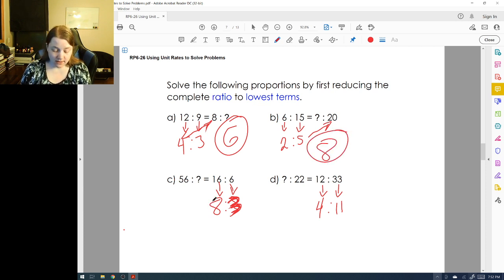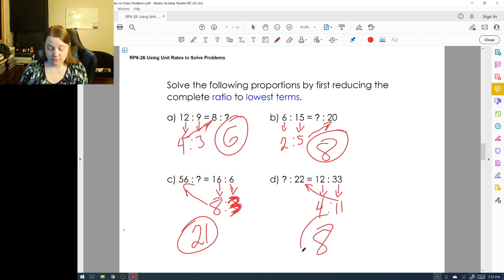Over here, the first number is what we're given, and 8 times 7 is 56. So 3 times 7 is 21. And over here, we're given the second number. 11 times 2 is 22. 4 times 2 is 8.